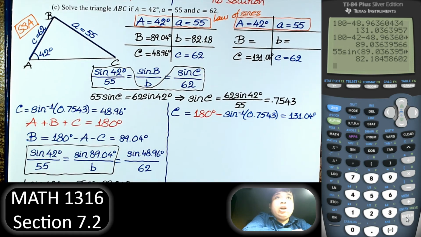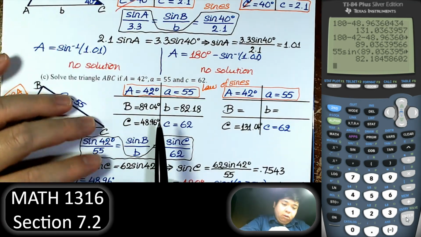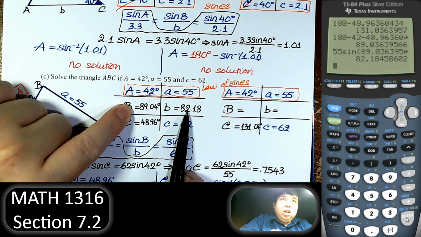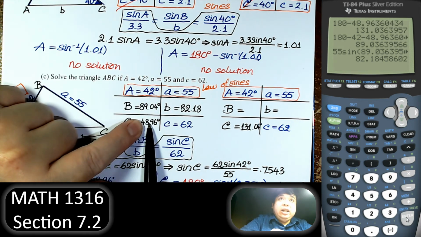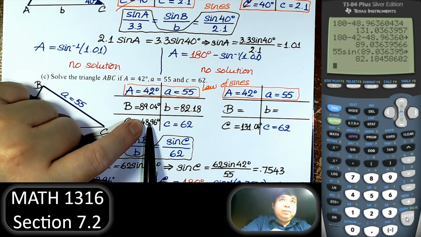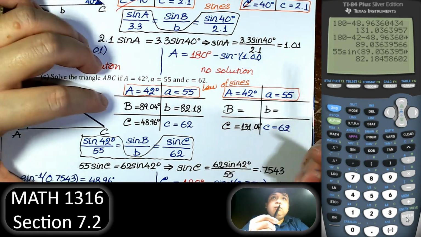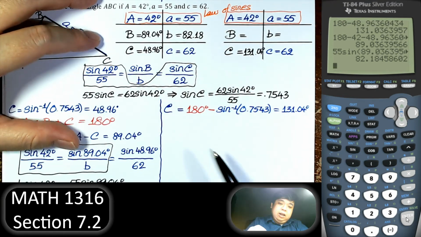Right, now let's check. Biggest angle, longest side, smallest angle, shortest side. They add up to 180. Yep, that's good. Right, so this is one solution. Let's go to the other.